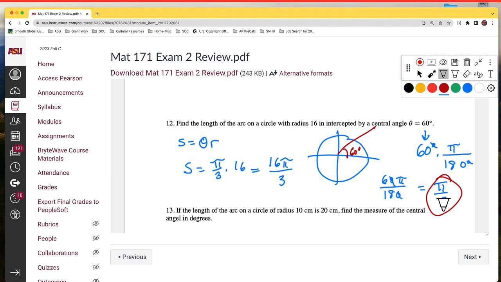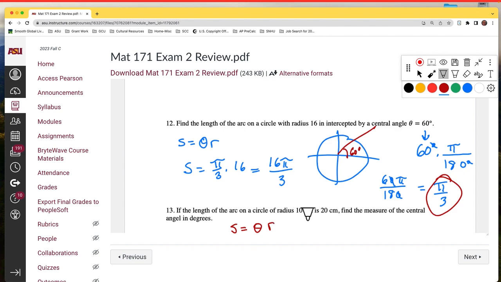You good with that? Try to get you some caveats. The length of an arc on a circle of radius 10 centimeters is 20 centimeters. Find the measure of the central angle in degrees. Again, you would use this formula, S equals theta R.